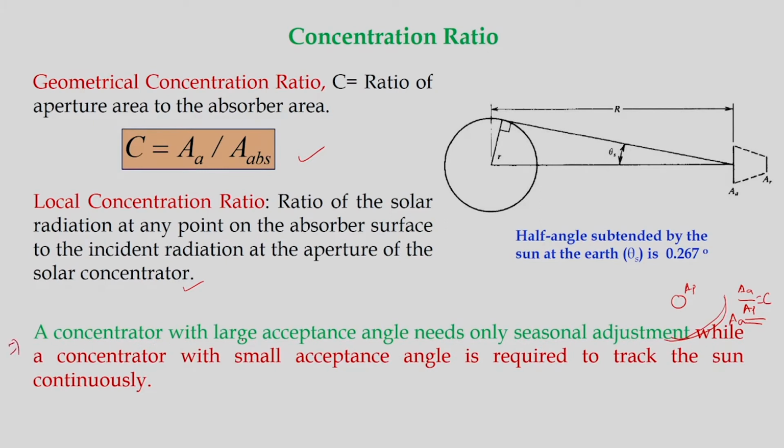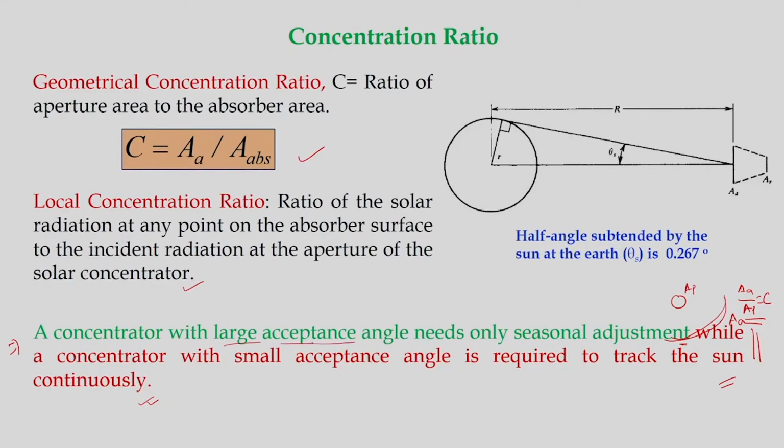A concentrator with large acceptance angle needs only seasonal adjustment, while a concentrator with small acceptance angle is required to track the sun continuously. Okay. So this is very, very important. Sometimes we need to design the concentrator in such a way that it has to operate continuously, and sometimes intermittent adjustment is also fine. So acceptance angle is important for deciding this adjustment.